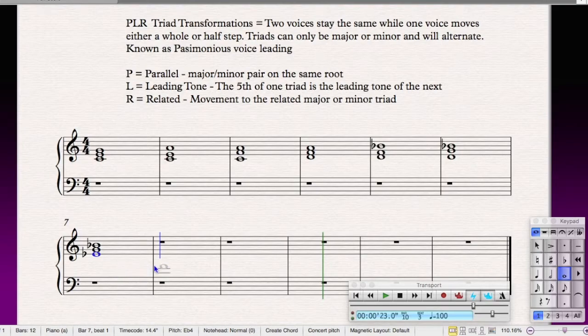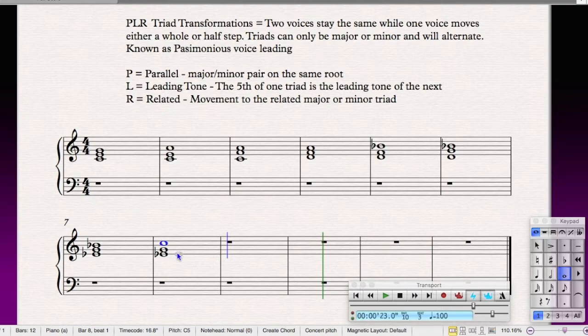Let's do a related movement because I kind of see it. Let's retain the E flat. We'll retain the G. And now this B flat, we can move up a whole step to a C, and we will get C, E flat, G, which is a C minor triad.